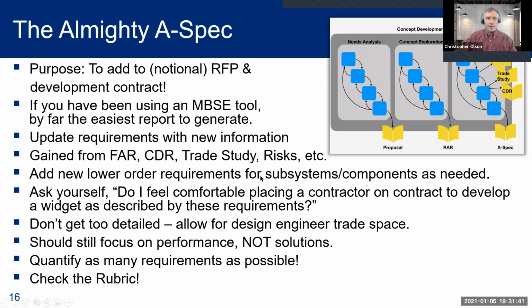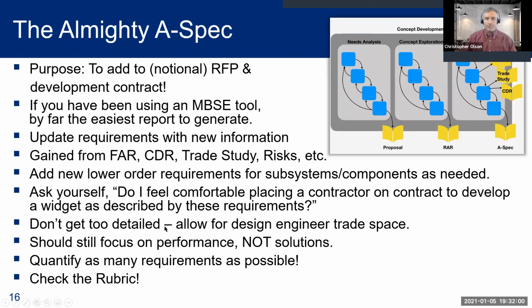Add new lower order requirements for the subsystems and components as needed if you need them. Ask yourself, do I feel comfortable placing a contractor on contract to develop a widget as described by these requirements? If you don't, then you probably need to do a little bit more work. If you do, then press forward.